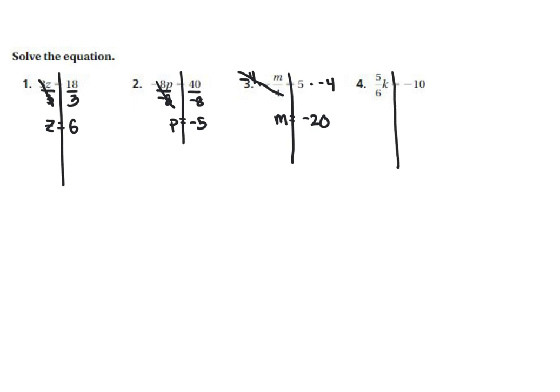And number 4, you'll multiply by the reciprocal, which is 6/5. 6 over 6 is 1. 5 over 5 is 1. So you're just left with k. And you'll multiply by 6/5. On the other side, you can cross simplify. Negative 2 times 6 is negative 12 over 1. So k is negative 12.